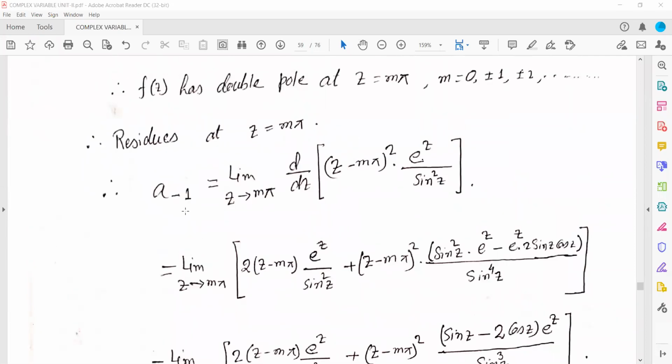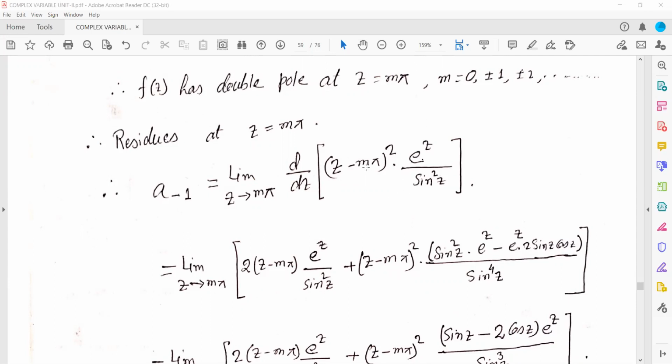Okay, step by step. First you need to write the residue formula: a minus 1, limit z tends to m pi. Then it will be 1 upon 2 minus 1 factorial, because m is 2 here. So that will be 1, which I have not written. Then here it is the first order derivative, because d to the power m minus 1, that means 2 minus 1, that is 1. So d by dz of z minus a to the power m. So a is your m pi, so z minus m pi whole to the power m, m is 2 because it's a double pole, into f z. f z is e to the power z by sine square z. Simple.